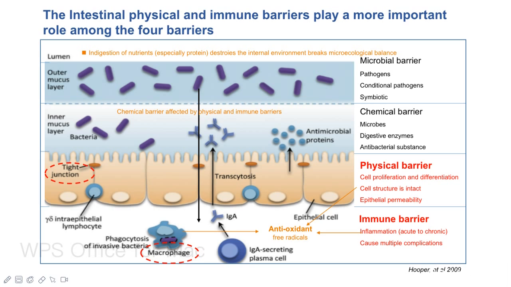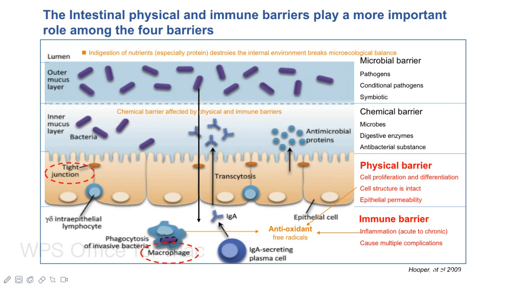For building a better physical barrier, first, the cells need to quickly proliferate and differentiate because the cells here are renewed very quickly. The second is that the structure of cells must be complete to maintain their normal barrier function. And the third is that the tight junction between cells must be high, that is, permeability should be low, to keep the bacteria, toxins, and harmful substances outside the intestinal epithelium cells.